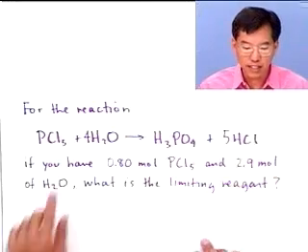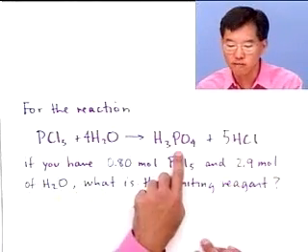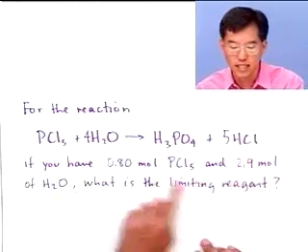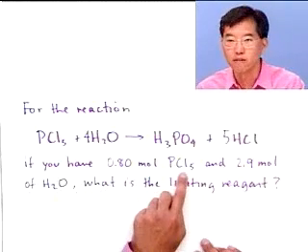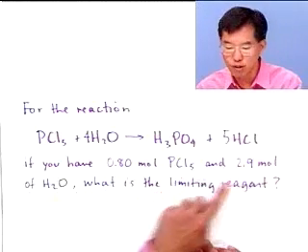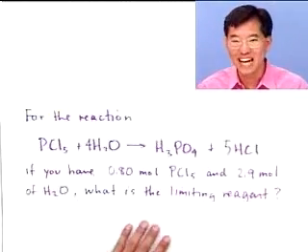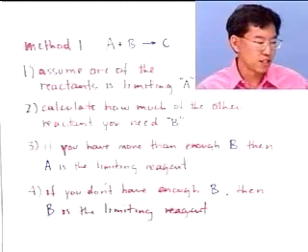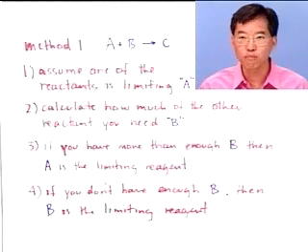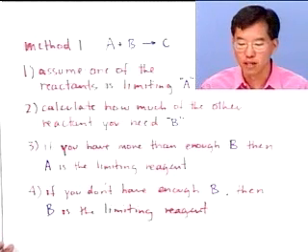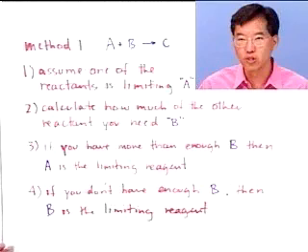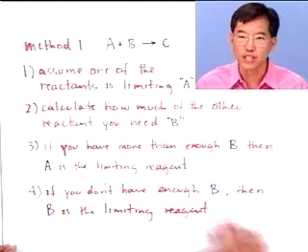All right, so here's the problem we're going to address. For the reaction of phosphorus pentachloride and water to form phosphoric acid and hydrochloric acid, if you have 0.8 of a mole of phosphorus pentachloride and 2.9 moles of water, what is the limiting reagent? Okay, it's exactly the same as the gin and tonic problem, except we're going to express it now in algebra. And we'll see if we can translate the rules in the algebra back into the gin and tonic problem.